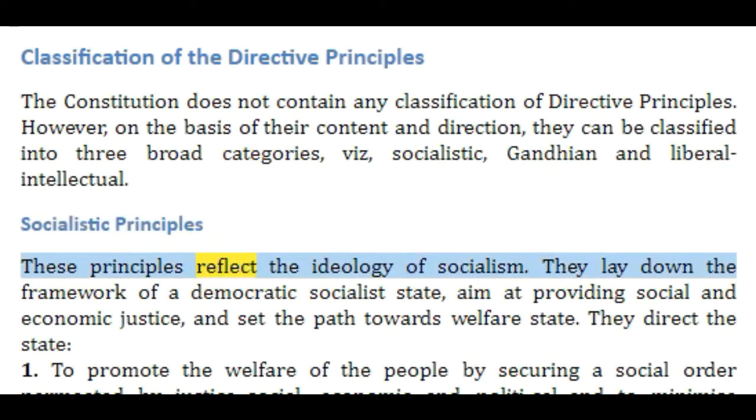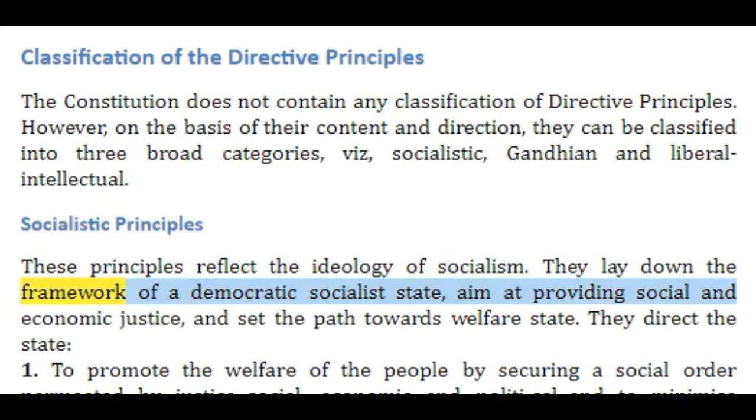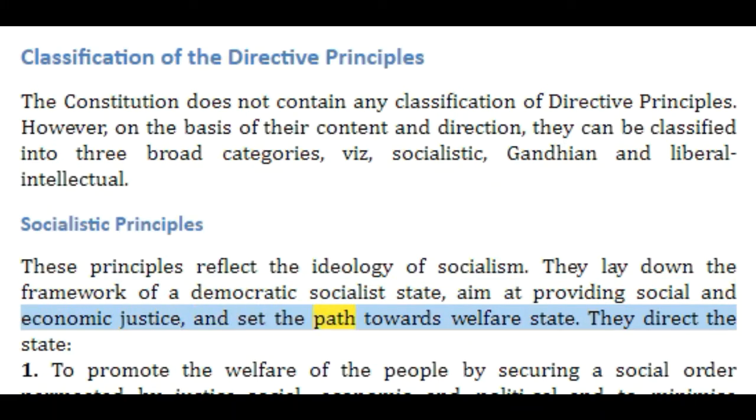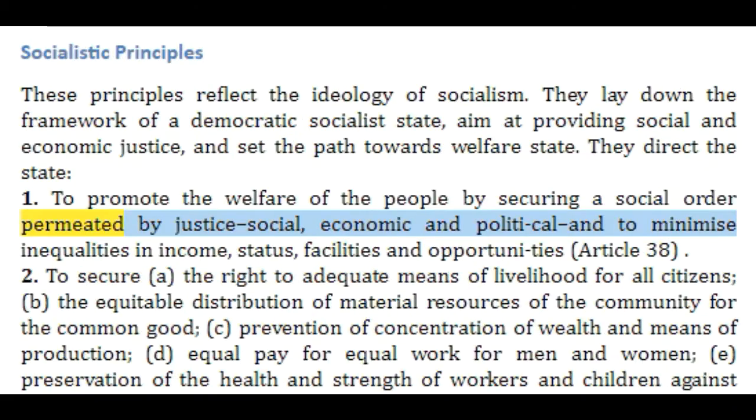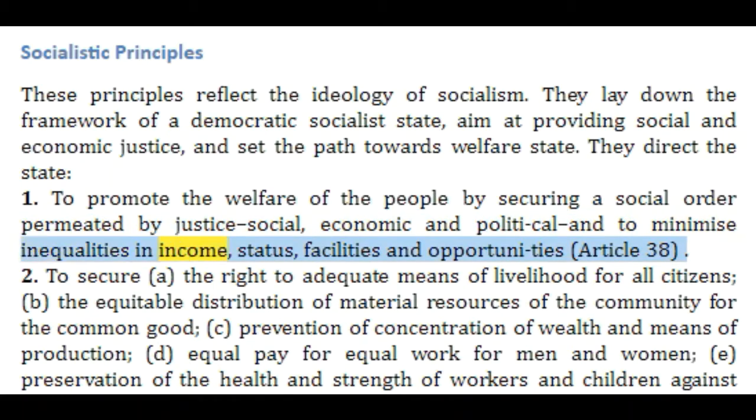These principles reflect the ideology of socialism. They lay down the framework of a democratic socialist state, aim at providing social and economic justice, and set the path towards a welfare state. They direct the state: 1. To promote the welfare of the people by securing a social order permeated by justice, social, economic, and political, and to minimize inequalities in income, status, facilities, and opportunities. Article 38.